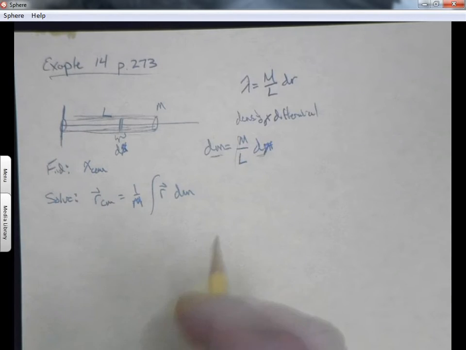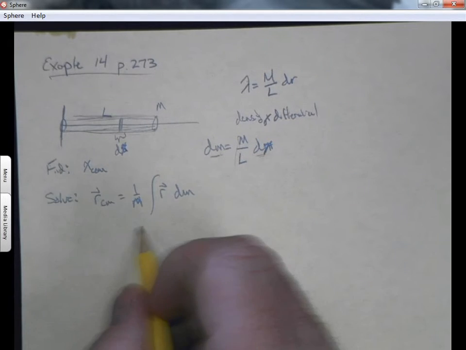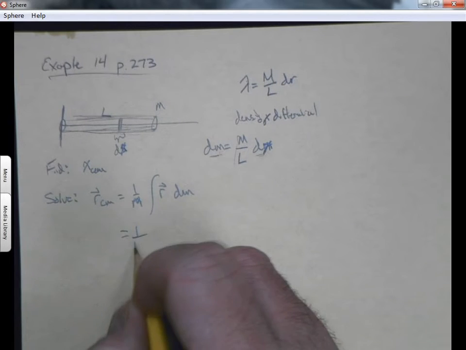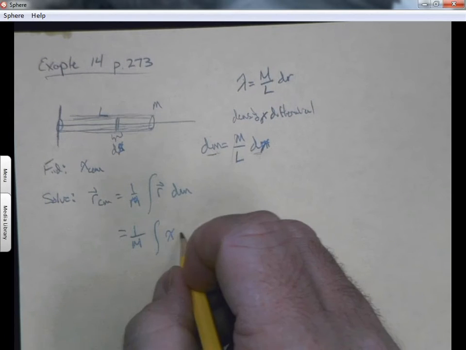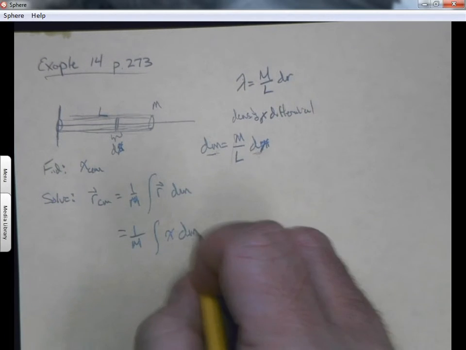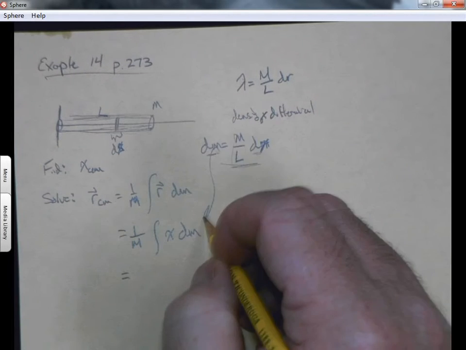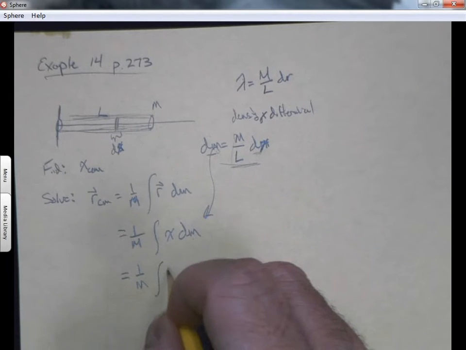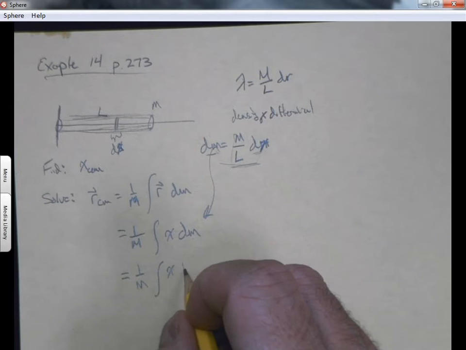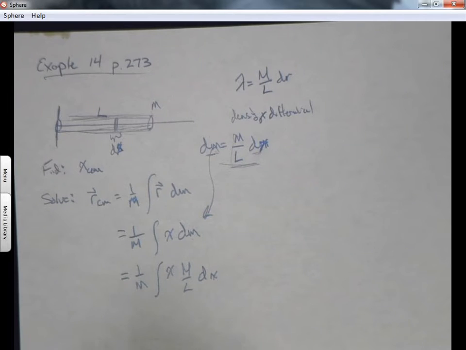So we come down here, and then we know that 1 over total M times the integral of x times dm. But what did dm become? dm is M over L dx. So we get 1 over M integral of x times M over L dx. Well, now we can just start canceling things.